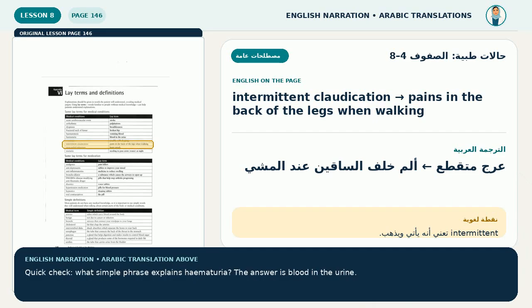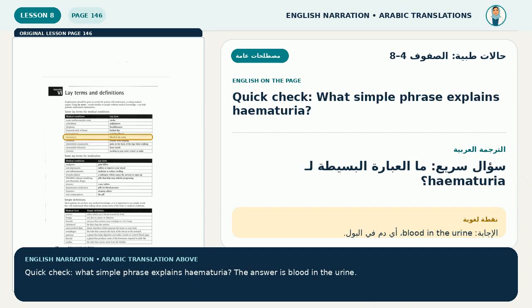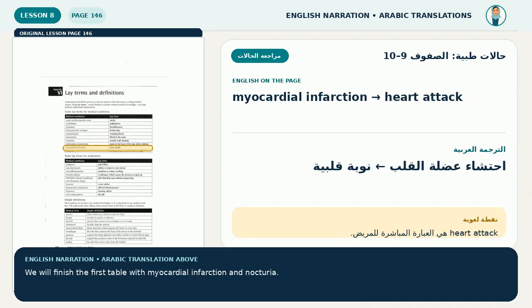Quick check. What simple phrase explains hematuria? The answer is blood in the urine. Read the Arabic translation on screen before we continue. We will finish the first table with myocardial infarction and nocturia.